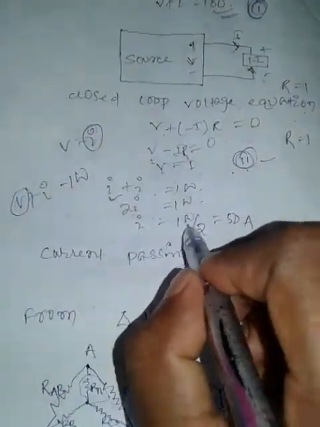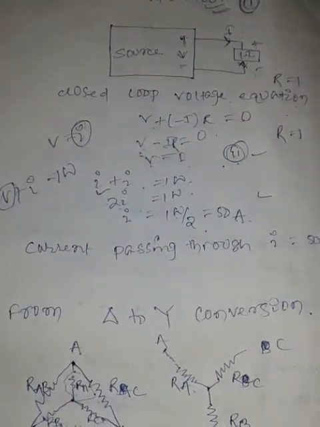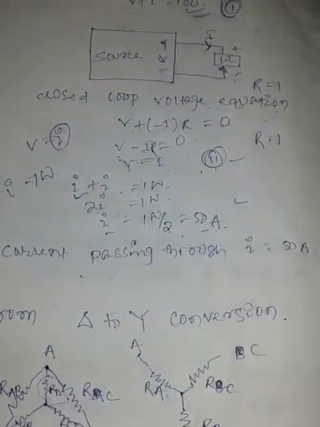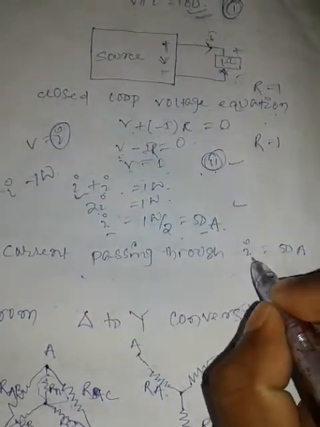2I is equal to 100, so I is equal to 50. 100 by 2 is equal to 50 ampere. So the value of I is equal to 50 ampere. The current flowing through the 1 ohm resistance will be 50 ampere.